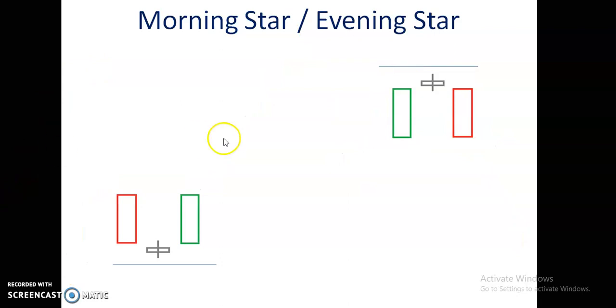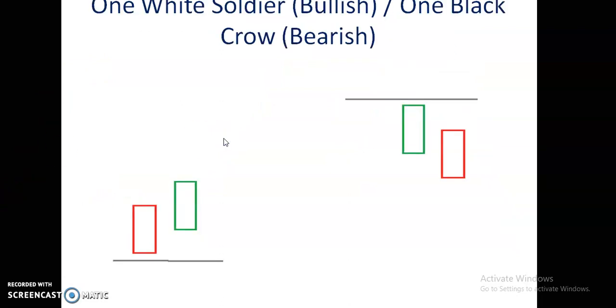So let's see another. This is called one white soldier. What is the meaning of that? Let me show you the behavior of this candle. Now suppose price is running in a downtrend like that. Here we are running like that, like that, and the next candle opens somewhere here and closes somewhere here. After that, the next candle is a gap up, opening in a gap up.